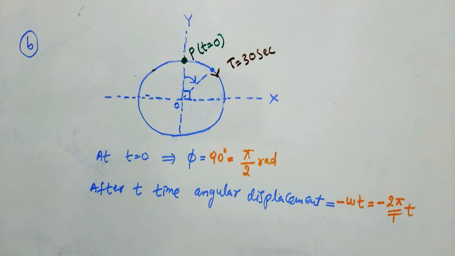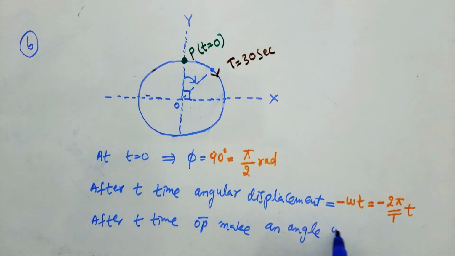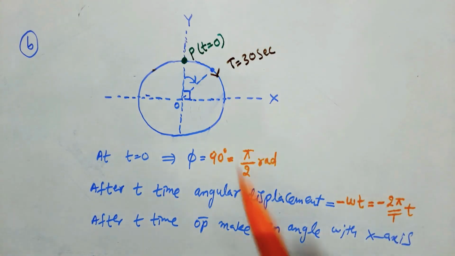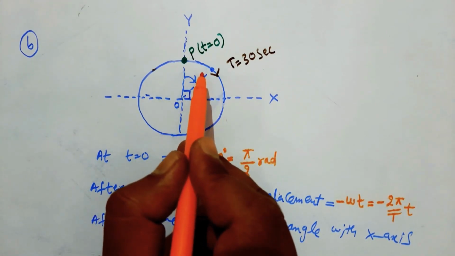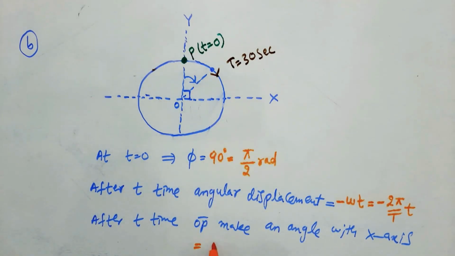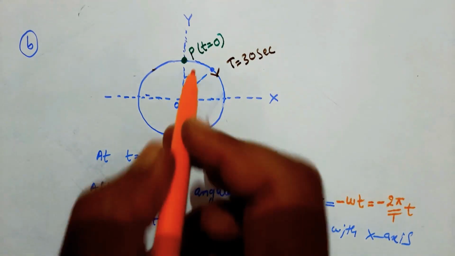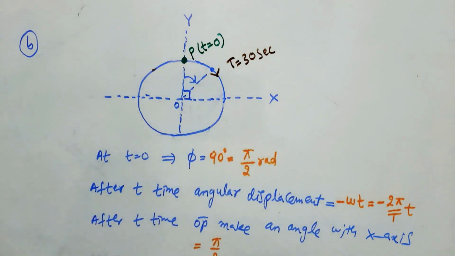After t time, the position vector OP bar makes an angle with the x-axis. How much is it? See here, initially it is 90 degrees, that is pi by 2, then after that it is omega t. What is the angular displacement? That is minus omega t, that is minus 2 pi by T into small t.